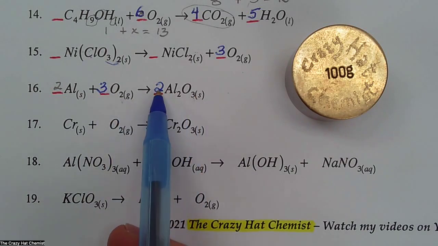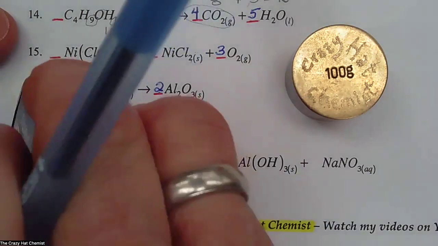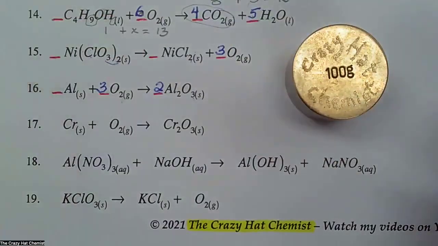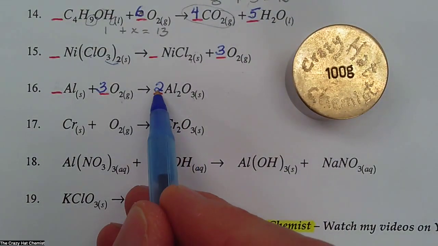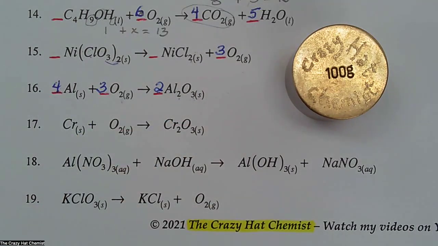But now I've unbalanced the aluminums that I had balanced before. That's why I did that in pencil. If you noticed, I put a 2 coefficient in front of the aluminum. And what does it need? 2 times 2, that's 4. I need a 4 coefficient, and now it's balanced. Fantastic. We got 3 more problems to do.